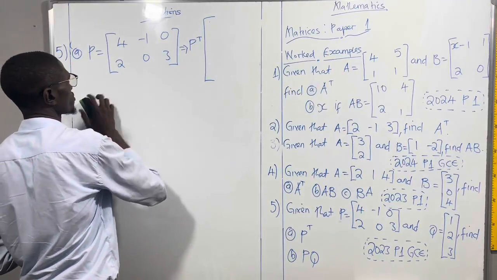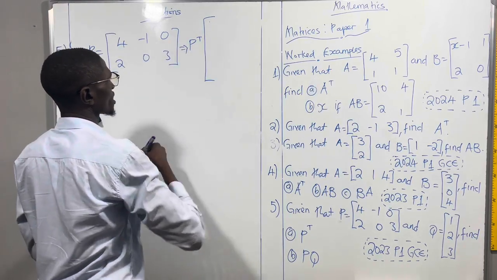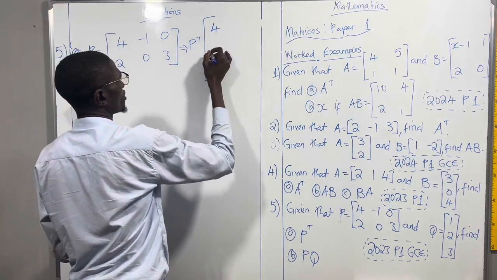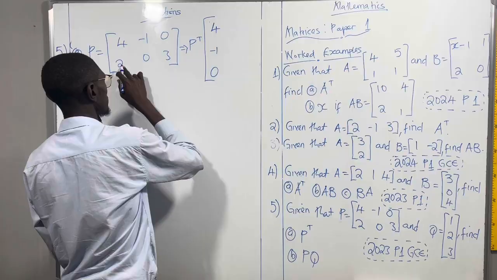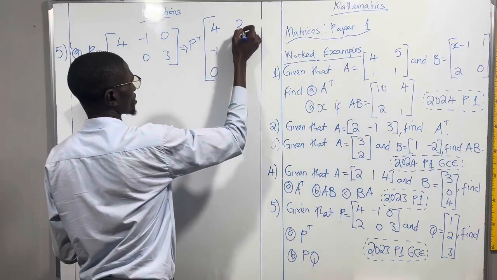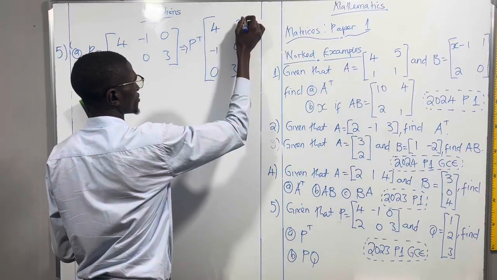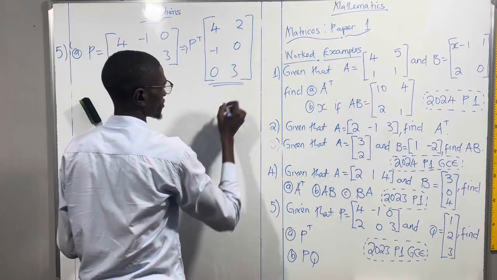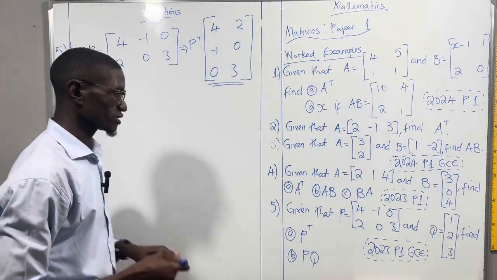So what's the first row? 4, negative 1, 0. It will become the first column. 4, negative 1, 0. What is the second row? 2, 0, 3. It becomes the second column. And we are done. Okay, next question.